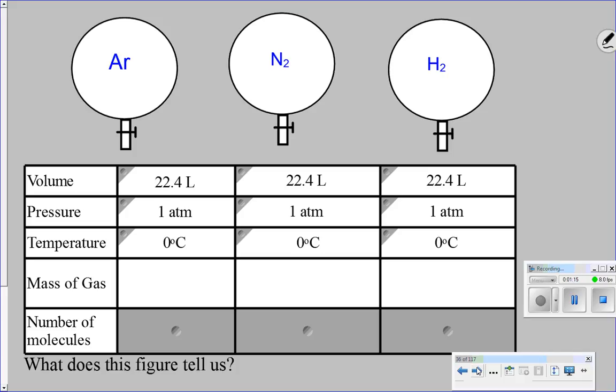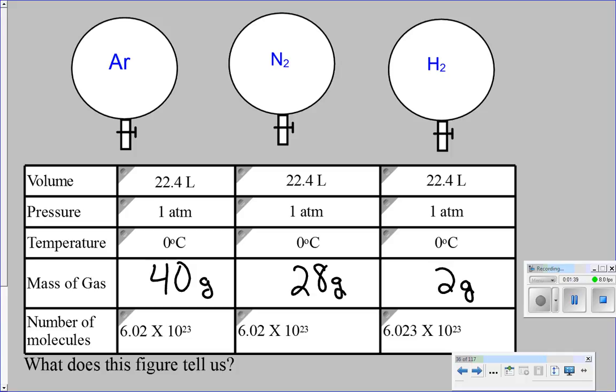If you look up the mass of argon, 1 mole of this on the periodic table is about 40 grams. If we look up nitrogen gas, it's 14 times 2, about 28 grams. And hydrogen gas is very small particles, and H2 actually gives us a mass of only 2 grams. However, in every single one of these containers, we have the same number of molecules. Those are all representing 1 mole.